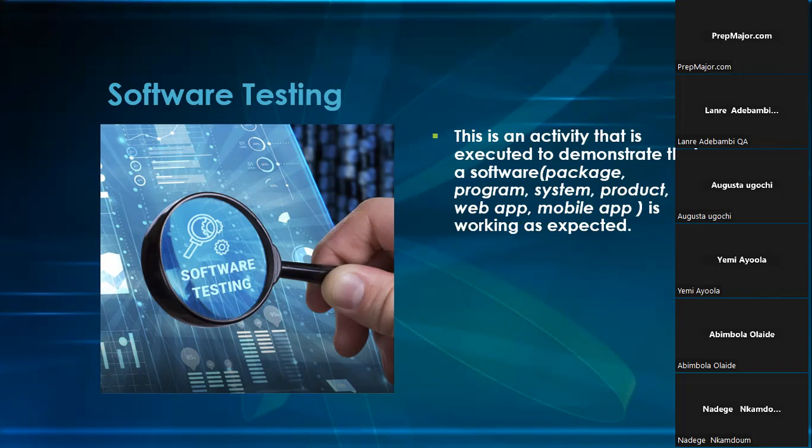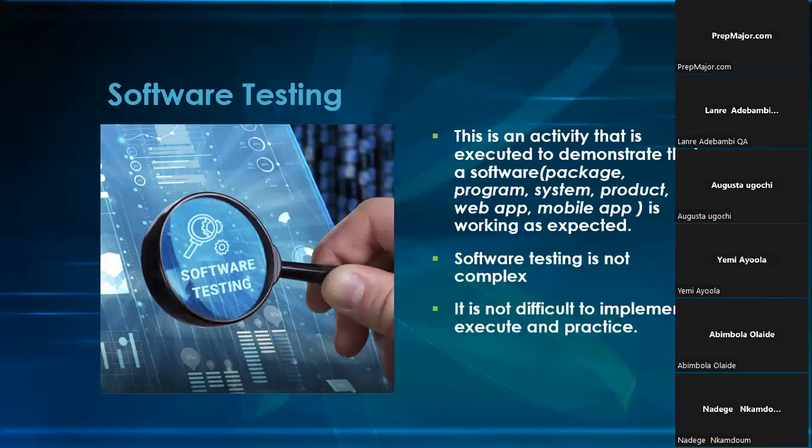This is an activity that is executed to demonstrate that a software is working as expected. What are the software? Mobile application, web application, packages, you can say programs, systems, product items. Those are various software. So that is what software testing means. It is not complex at all. It is not difficult to implement, execute, and practice. Software testing is a discipline, just a name of a role.